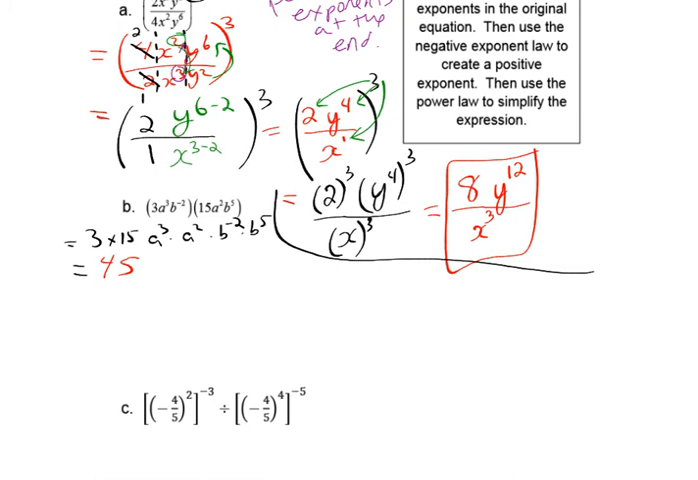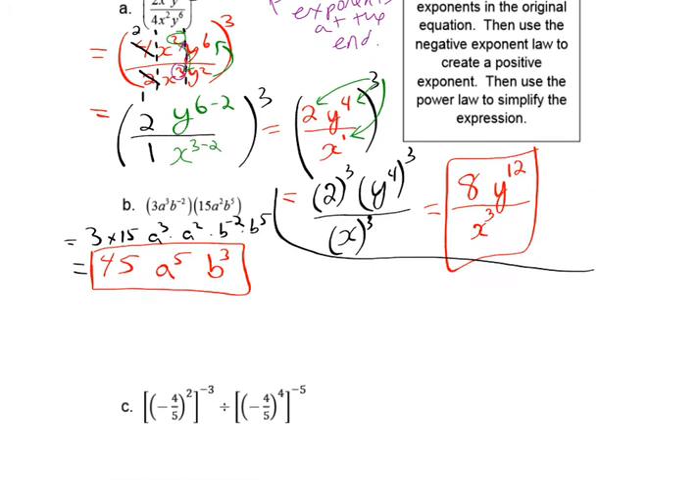A cubed times a squared. A to the 5. We add the exponents. B to the negative 2 and b to the 5. B to the 3. We add the exponents. Negative 2 plus 5. Add the exponents. B cubed. Now, do I have any negative exponents? No. Can I combine anything else together? No, we're done. That's finished.